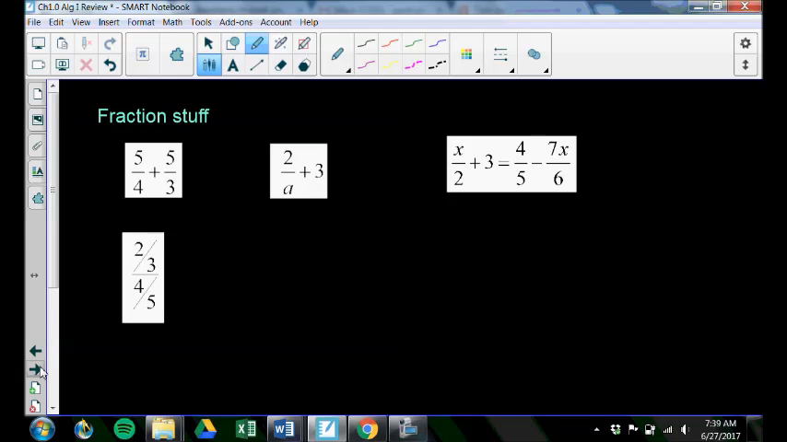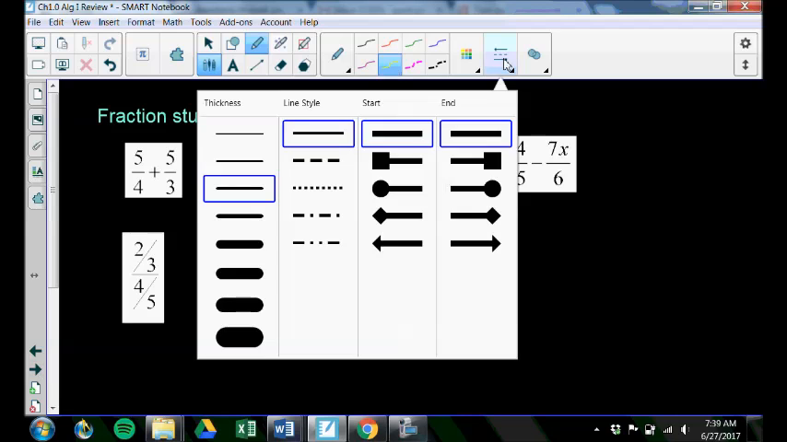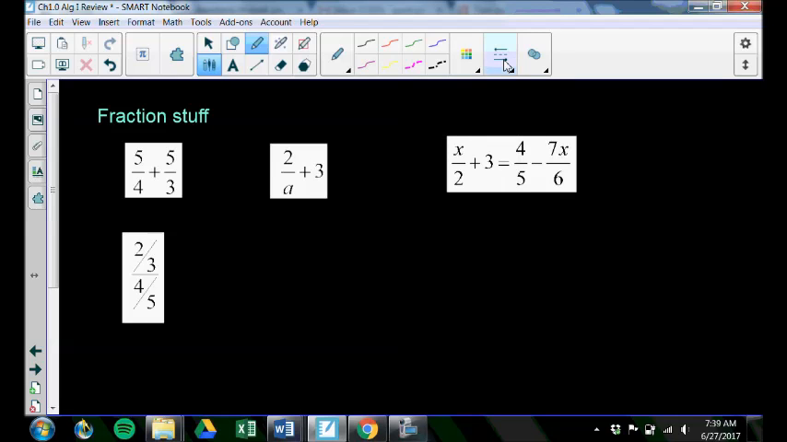Fraction stuff. I just want to briefly cover how fractions work, because I know you forget or you get confused, and I know that you hate them. 5/4 plus 5/3 does not equal 10/7. Not at all. You have to have a common denominator. Denominator means the bottom part, not the top part.